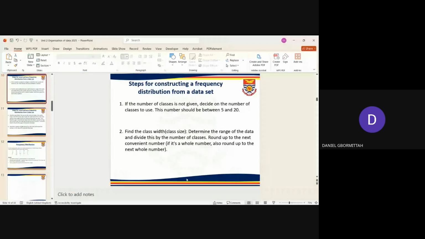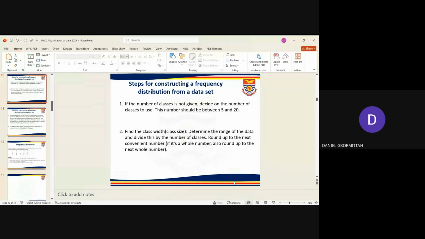If you look at this slide, it says that if the number of classes is not given, you know, sometimes, most of the time, the number of classes will be given. For those that we teach at the SHS, they will start with 0 to 4, 5 to 9, 10 to 14, or something like that.